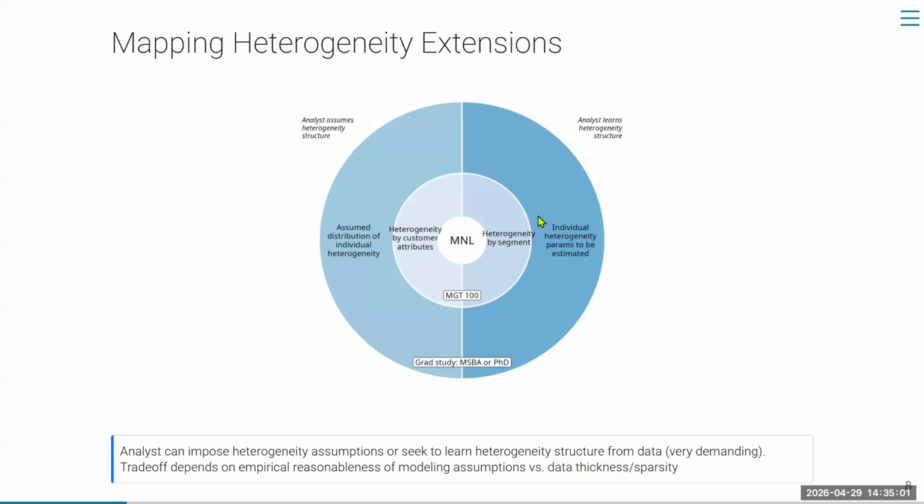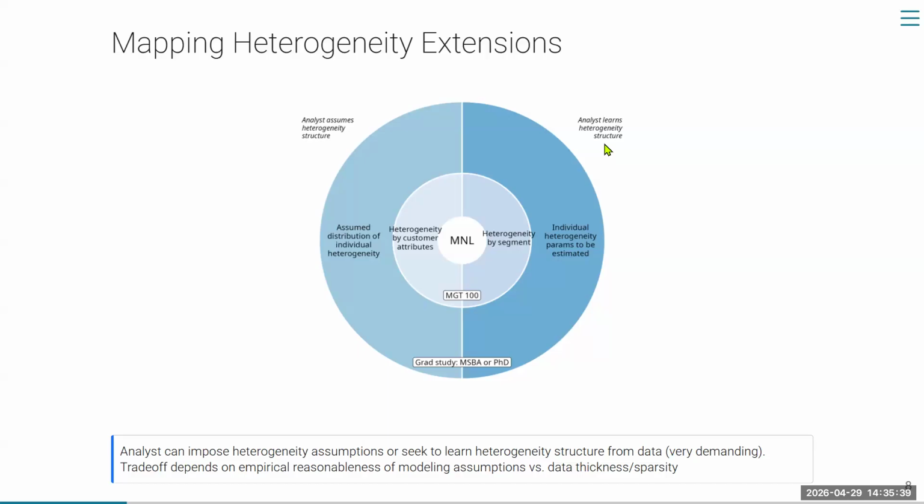So I added this slide, see if this is helpful. We can take 2 approaches to enriching this model to allow for heterogeneity and preferences. The first approach is we can make assumptions about what the heterogeneity structure is, and then we can estimate parameters within those assumptions. In the second approach, we can seek to minimize the assumptions that we have to impose, and we can seek to learn the structure of the heterogeneity from the data.